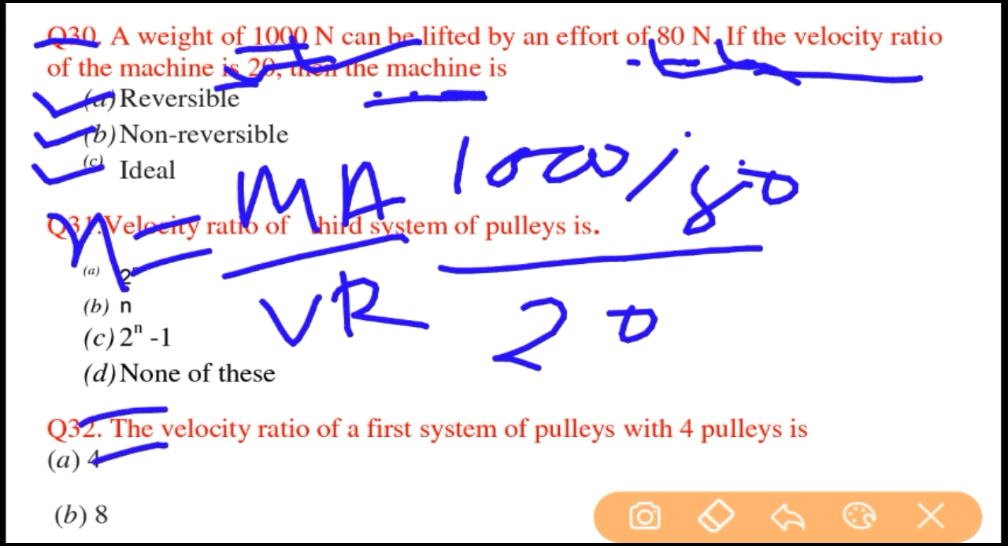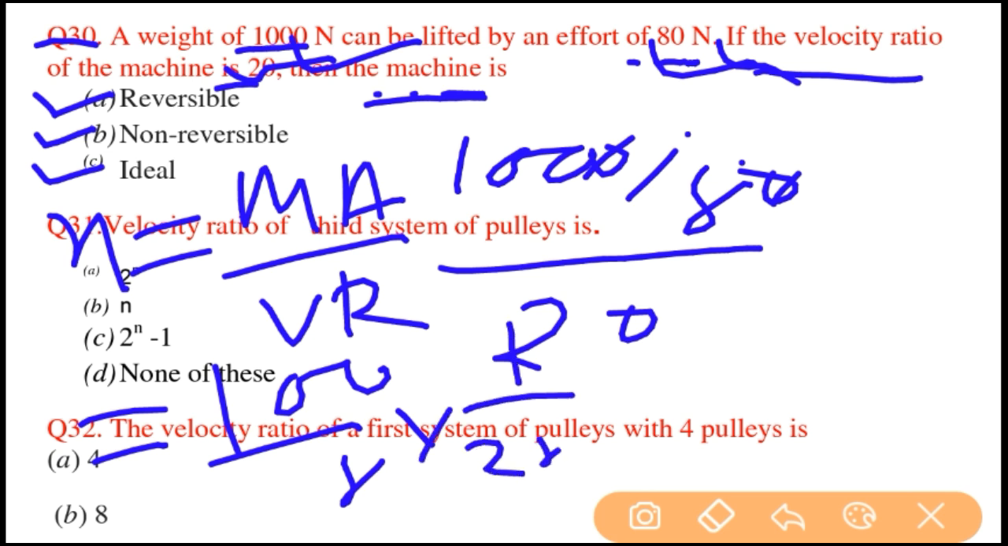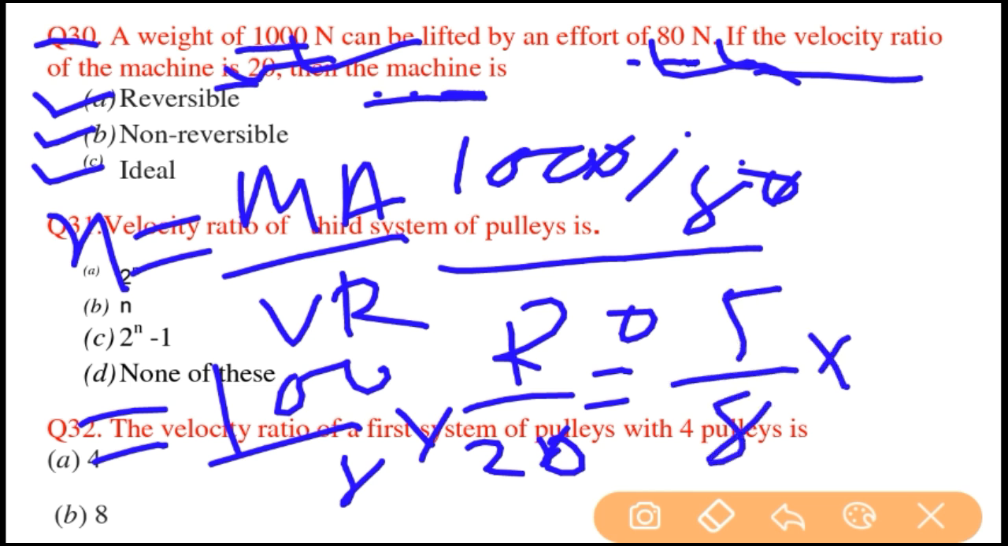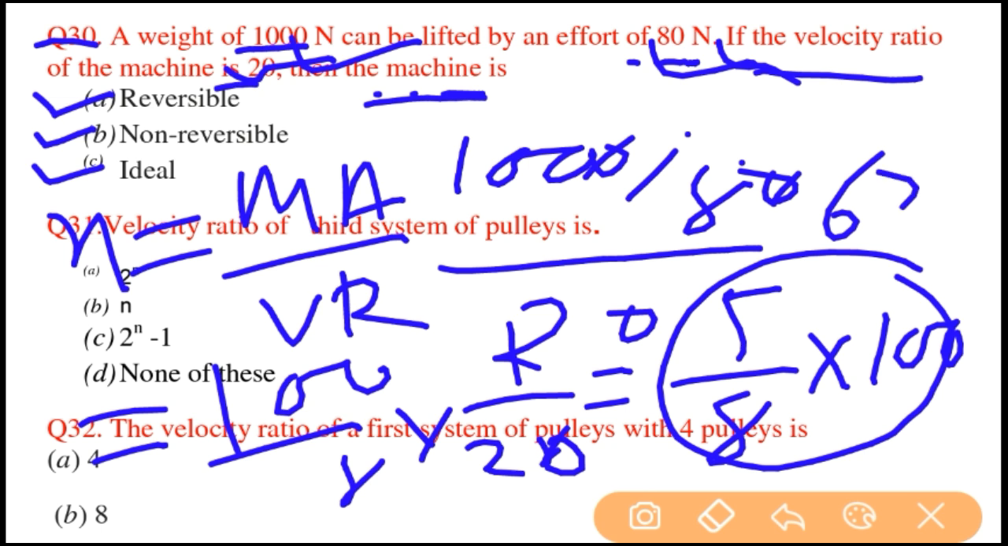So that equals 1000 by 80, the zeros cancel, that is 100 by 8. So it is 100 by 8 into 1 by 20. That equals 5 by 8 into 100 for a percentage efficiency. You can calculate this, it will come as 62.5%. So this is a reversible machine, as the efficiency is more than 50%, that is, the machine is reversible.